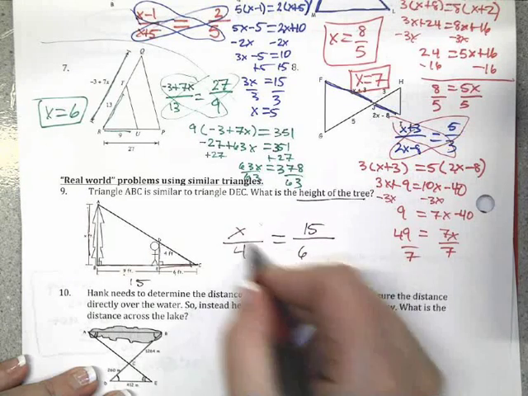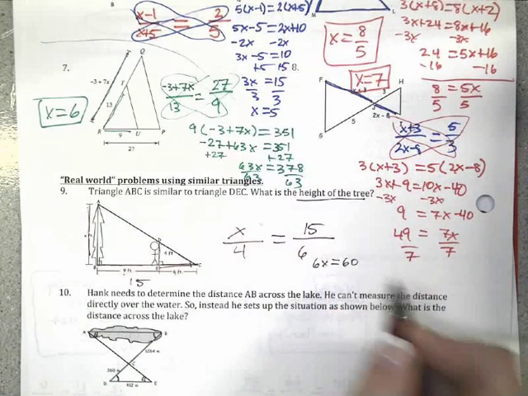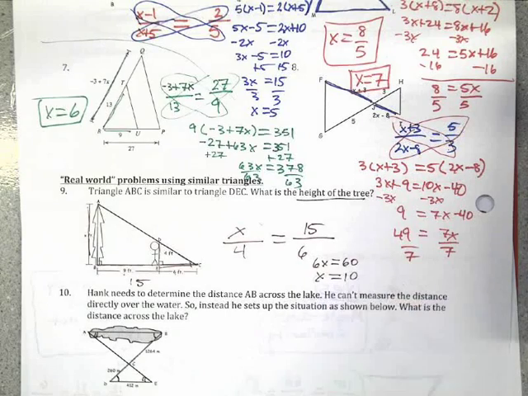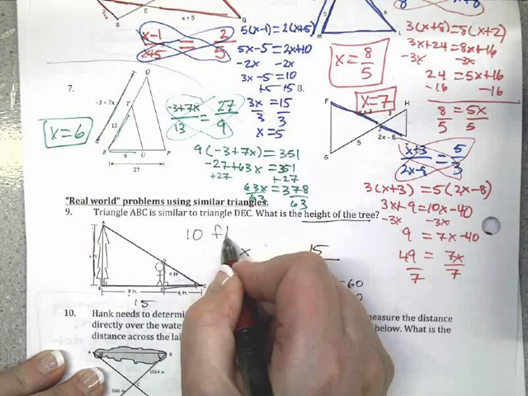Then cross multiply. 6x is equal to 60. Dividing by 6, x is equal to 10. So we know that the tree's height is 10 feet.